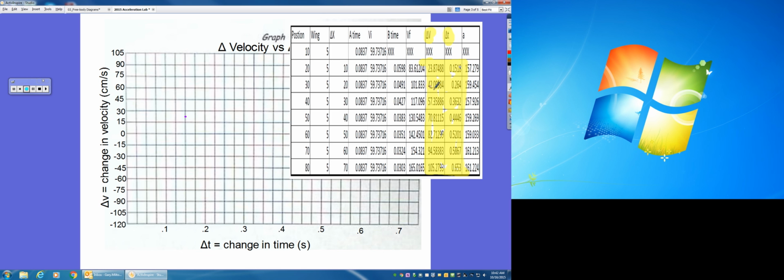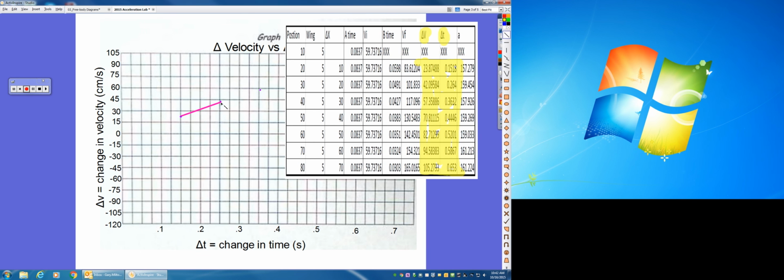Then we go to the next one, which is 42 and 0.26. There's 45, so 42 is just below that. 0.26 is just past 0.25, so we'll put it right there. Then the third one is 57 and 0.36, so it's just below 60, and a little past 0.35, so we put it right there. Then again, you would finish off with the rest of the data points, and connect these points to each other. And that's how you would do your velocity versus time graph.